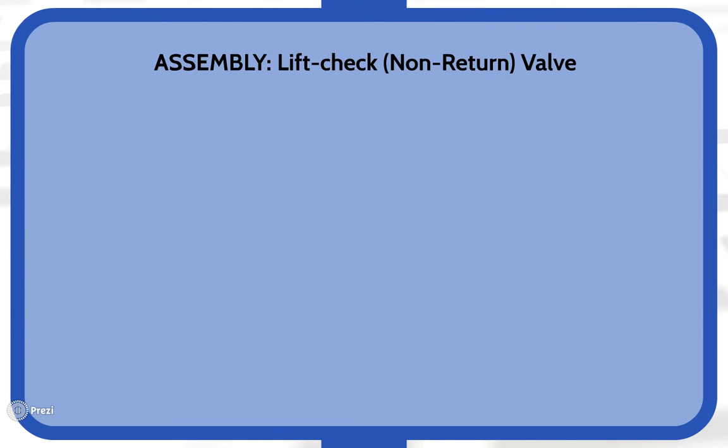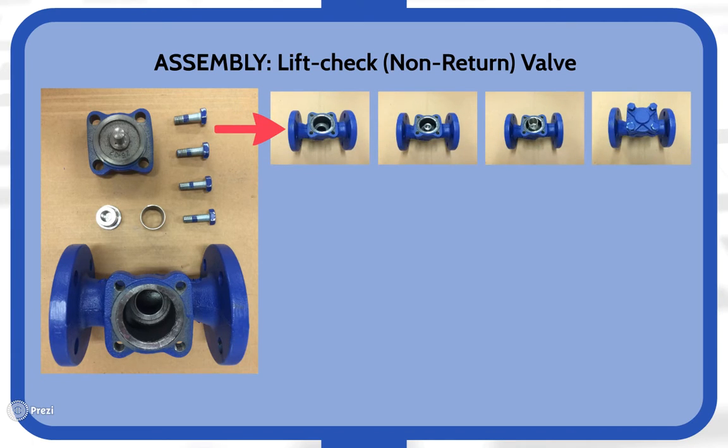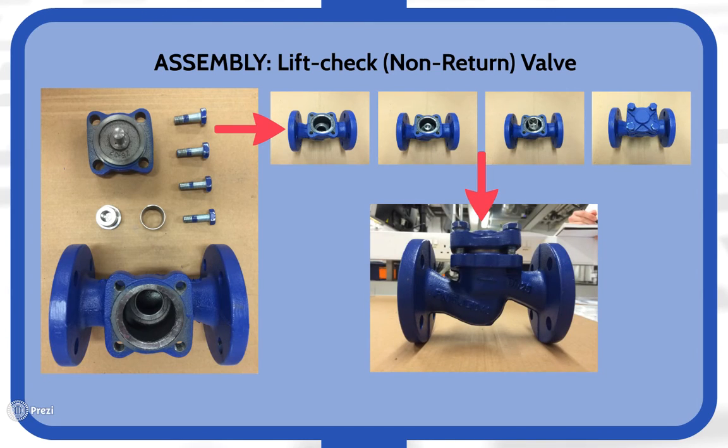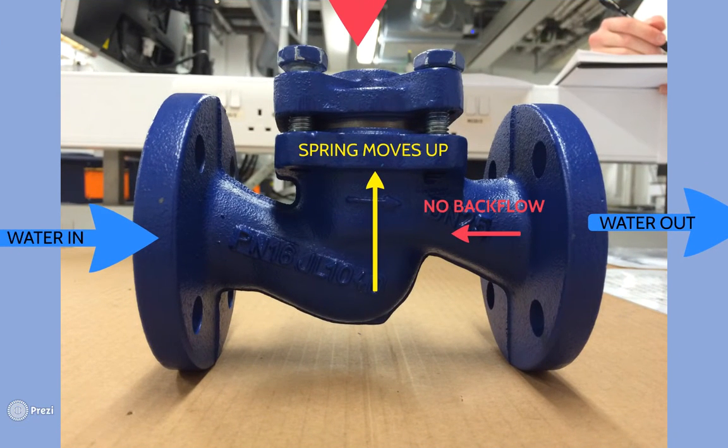The lift check or non-return valve. The non-return valve operates on a spring basis and the use of the pressure exerted by the water. The valve is assembled by firstly adding the spring and a circular piece into the bottom half of the valve, then adding the top half and screwing it in. As we can see, the water enters through here, and when with enough pressure, it will force the spring upwards, allowing the water to flow in the forward direction. The water cannot flow in the other direction, as the spring part would block off the passage.